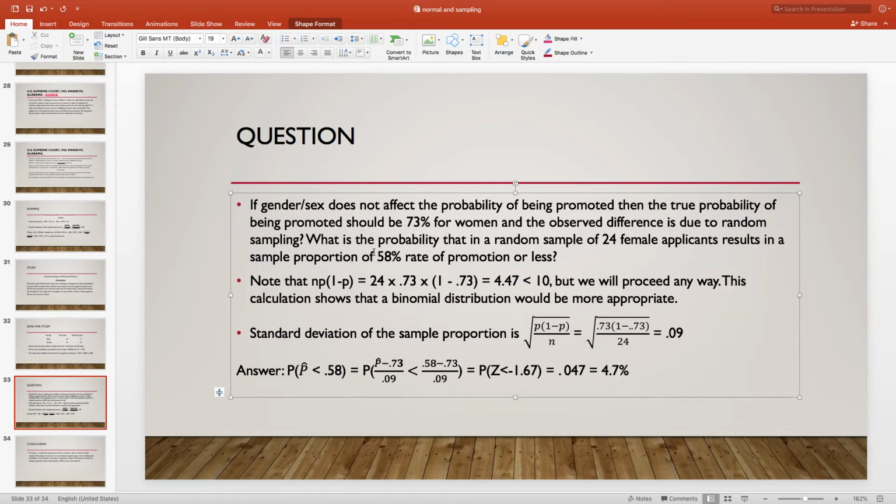Okay, and this is saying that with a true probability of promotion of 73%, you'd see this occurring with a probability of 4.7%. So that's pretty unlikely to occur, and it would suggest that this difference is due to something other than random chance, namely differences in gender.